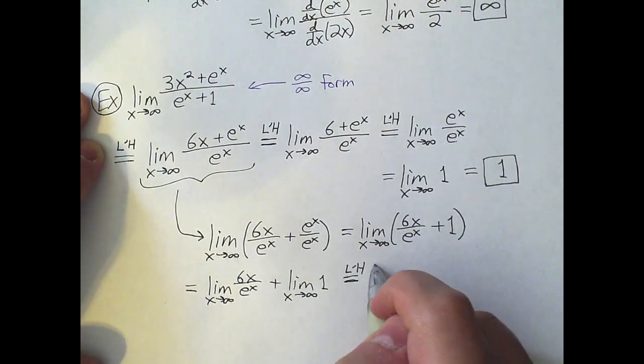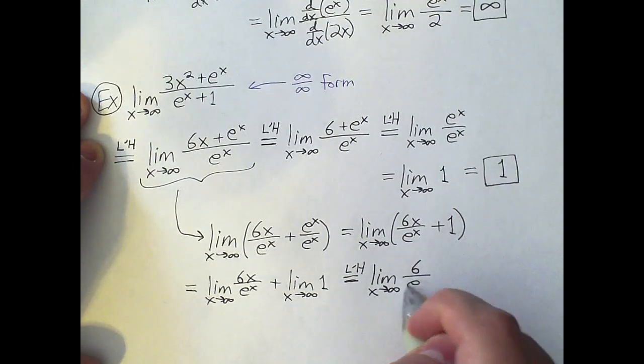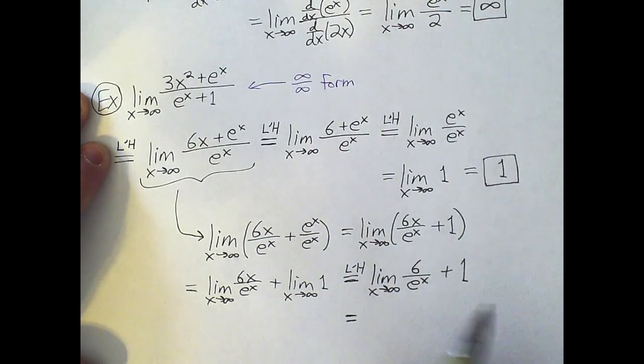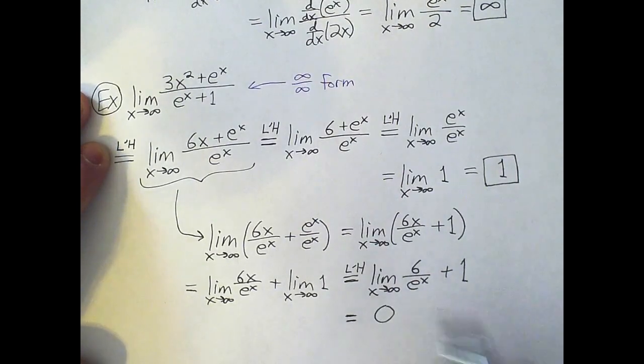So I got a 6 over e to the x. And that other limit is just 1. So let's just put 1 here. And then I said, okay, this piece, 6 up top, e to the x on the bottom. As x goes to infinity, the bottom is going to grow incredibly large, astronomically large, while the numerator is just a tiny little number 6. So that whole thing is going to approach 0. And then we still have the plus 1, and I got 1.